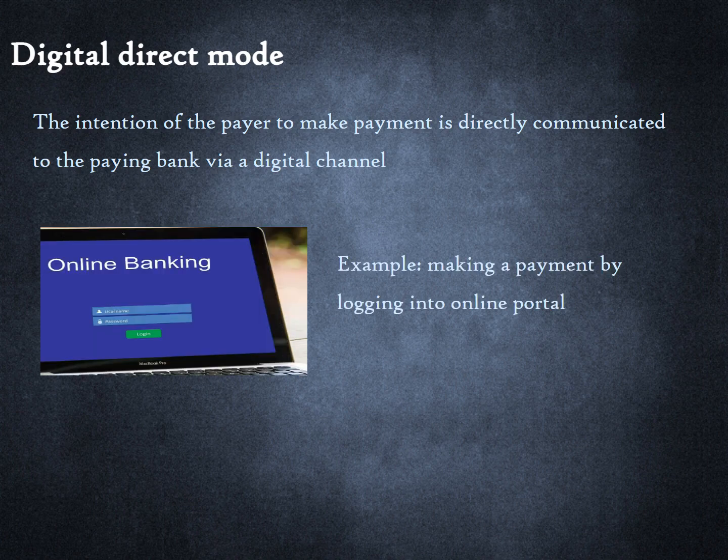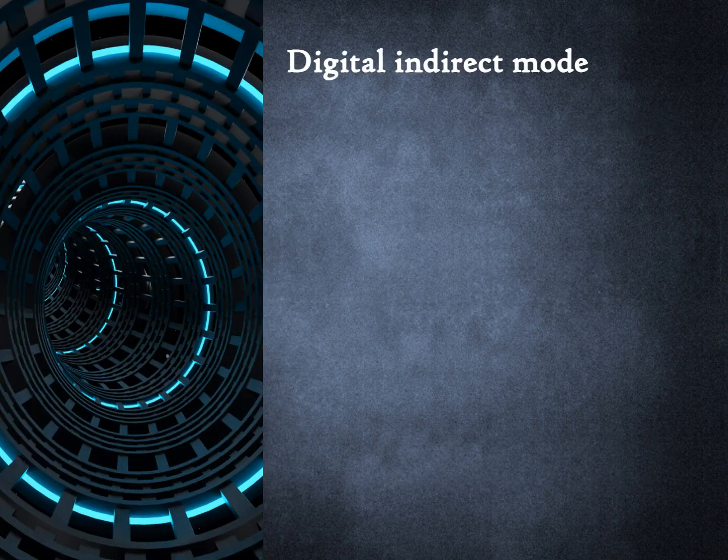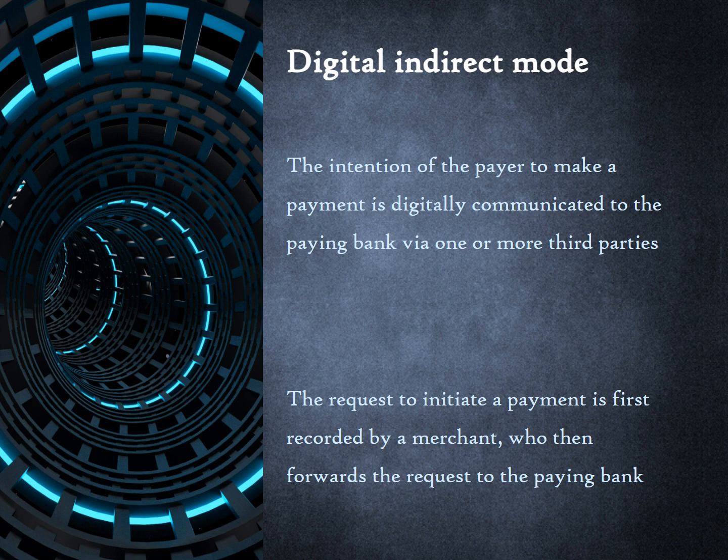An example is when Alice logs into her online portal. Or Alice makes a payment to herself by using her bank's ATM. In both these examples, Alice is operating within her bank's own systems. In the digital indirect mode, the intention of the payer to make a payment is digitally communicated to the paying bank via one or more third parties. In such cases, the request to initiate a payment is usually first recorded by a merchant, who then forwards the request to the paying bank. The reason we are calling this mode indirect is because there are one or more middlemen between the payer and the paying bank. Next, we will see some examples.